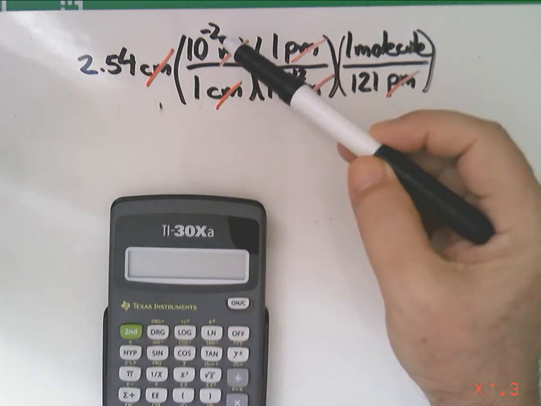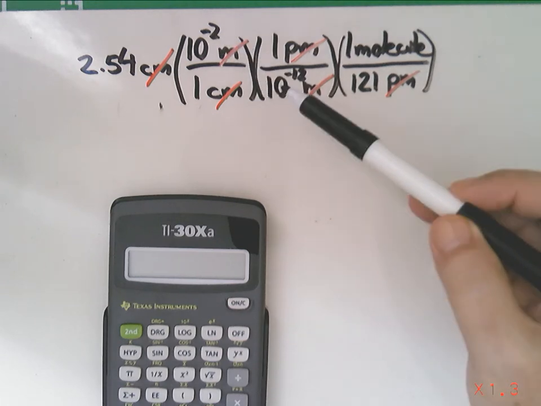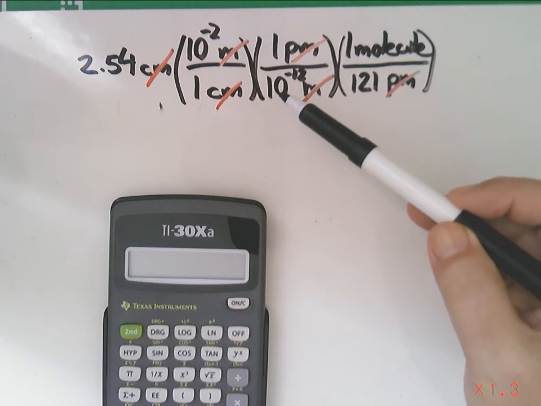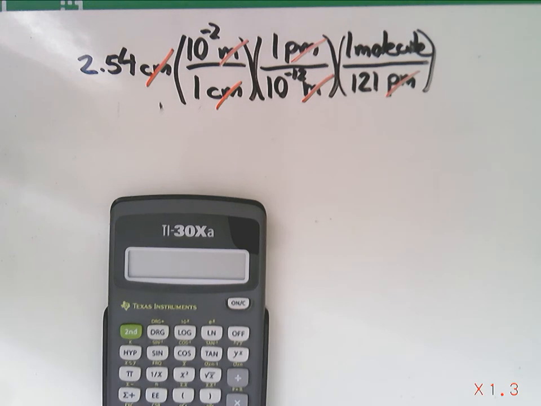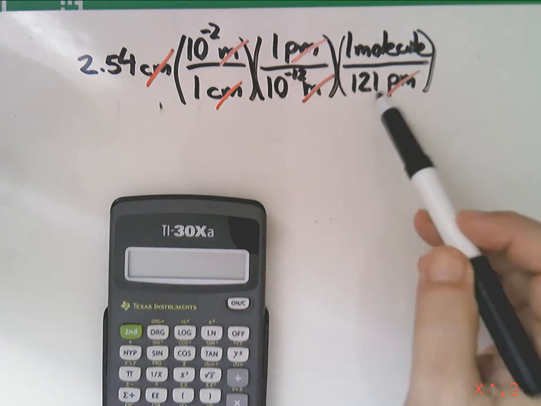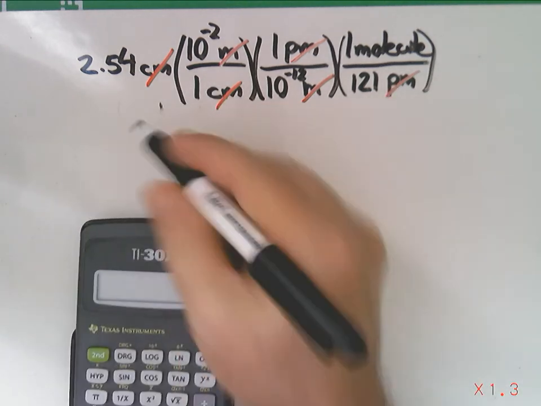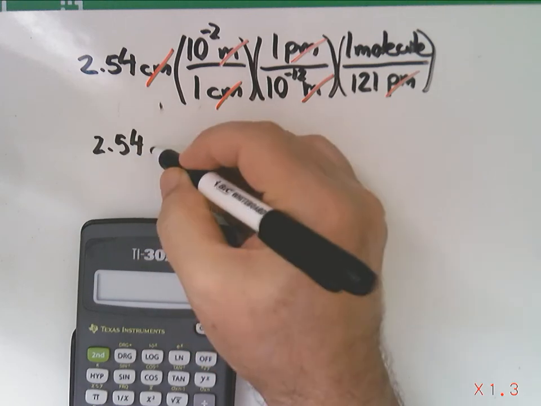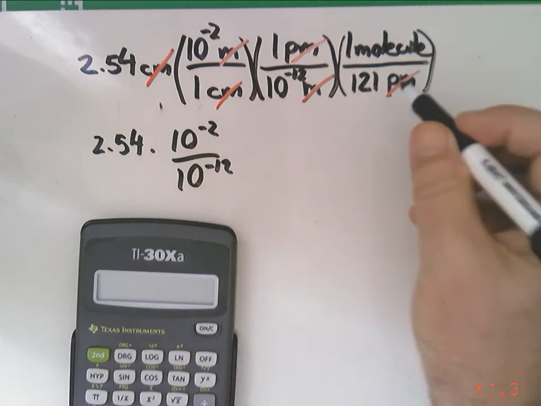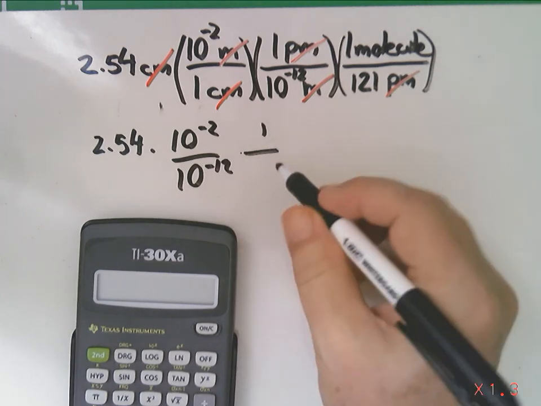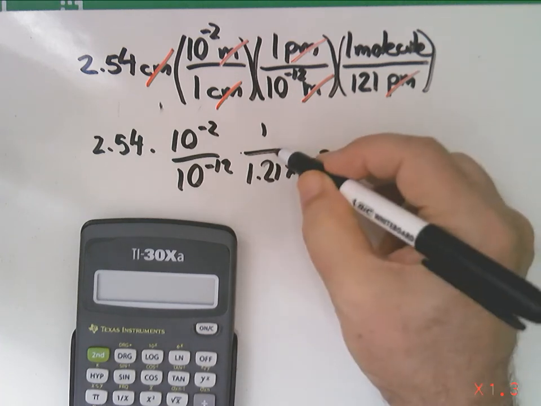2.54 times anything that's on top. And I'll key this in as 1 EE minus 2, divided by 1 EE minus 12, divided by 121. Now we could do the powers of 10 kind of in our head too. It's a little bit harder though because I have to turn this into scientific notation to do all the powers of 10. Well, let's do it. It would be something like 2.54 times 10 to the minus 2 divided by 10 to the minus 12, divided by 1.21 times 10 to the 2 on the bottom.